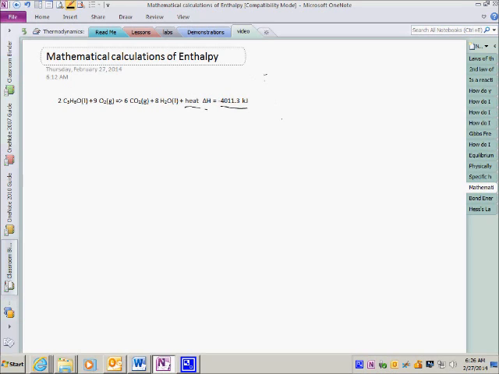So there's a relationship that says 2 moles of C3H8O will give me this much energy, 4,011 kilojoules of energy, and that's going to be released. That's the fact that it's negative.